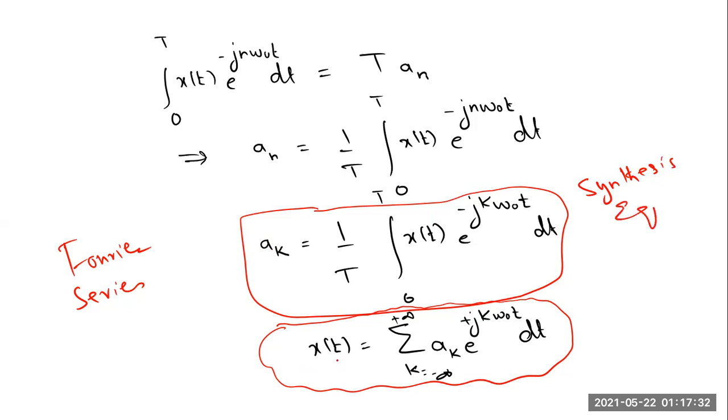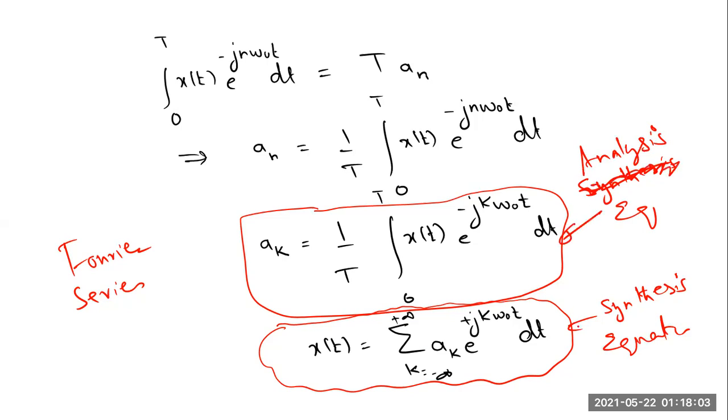And this equation, which is representing x of t, sorry, I just made a mistake. This one is the synthesis equation. This one is the analysis equation. So Fourier series means these two equations, analysis equation and synthesis equation.